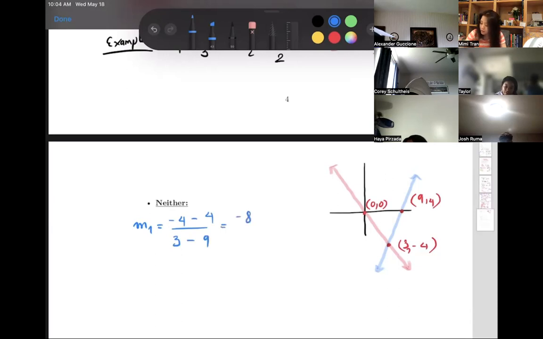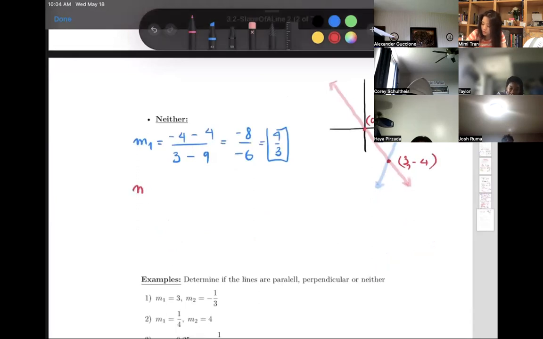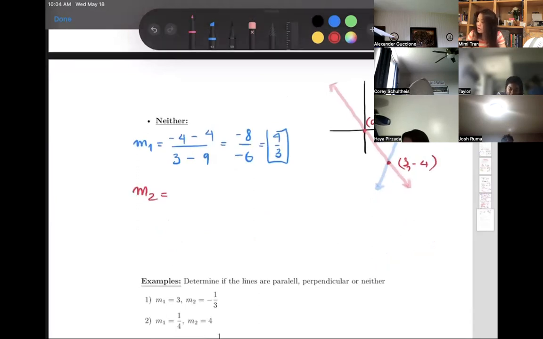So I got -8 over -6, which is 4/3, right? Just 4/3. What about M2? M2 is the red one. Again, you pick (0, 0) and (3, -4), right? So -4 is Y2 minus Y1, which is 0. X2 is 3 minus X1, which is 0. So I got -4/3. They're different, right?